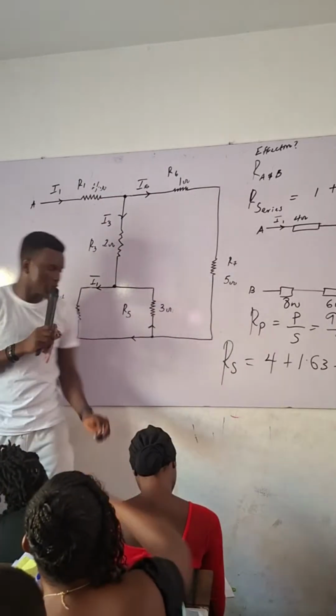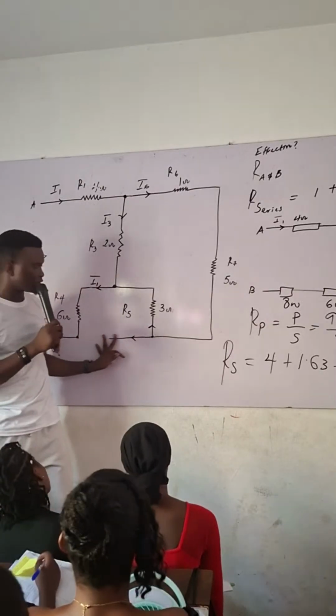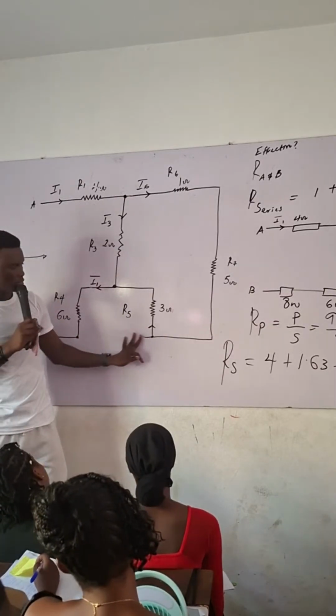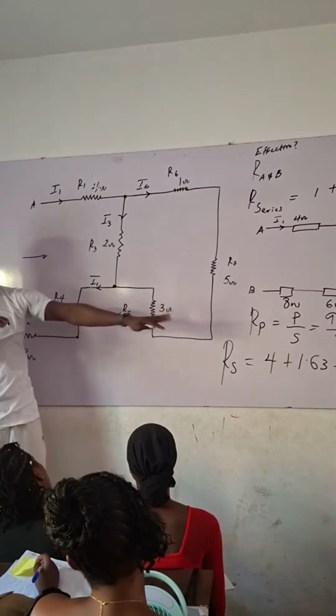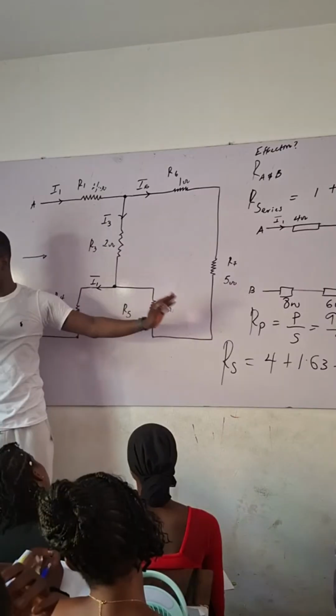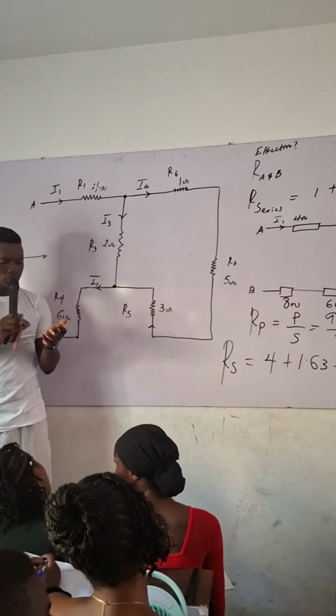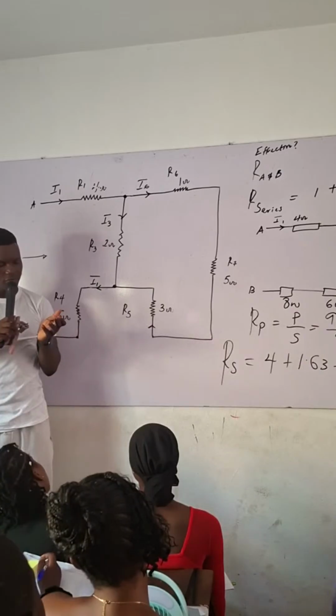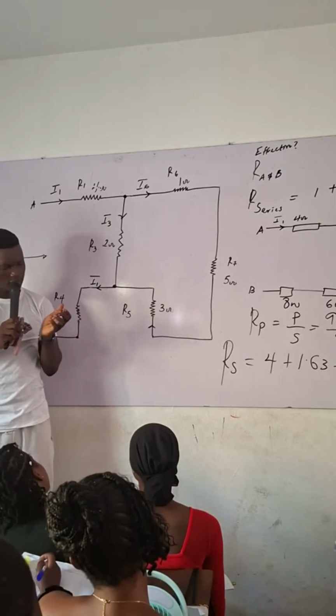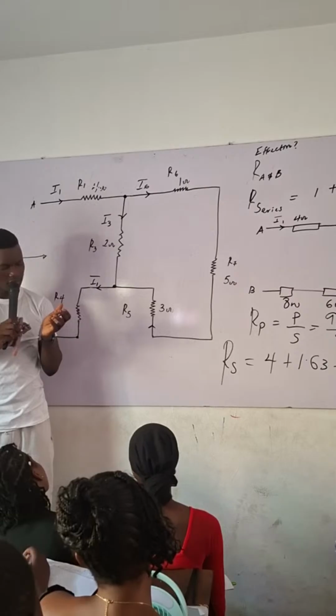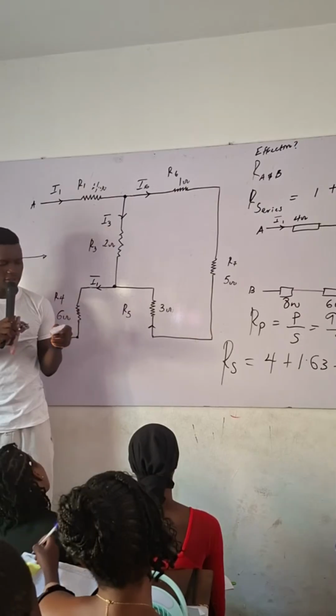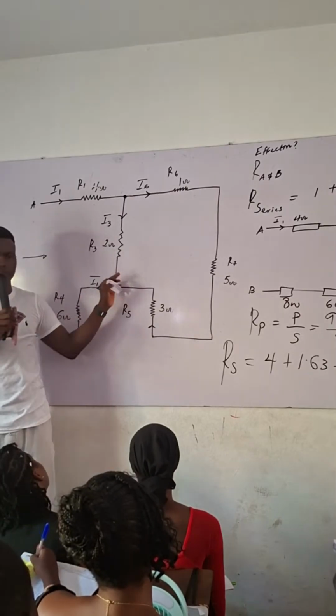But without that, let me remove this one. Let's see if we get the answer now. But this is the answer for this. This one you gave me. So can we? Is this question for this?